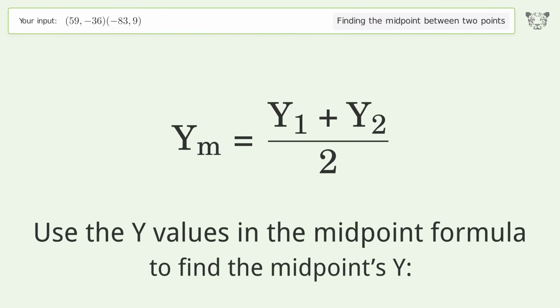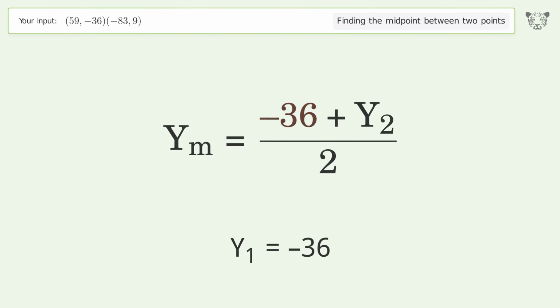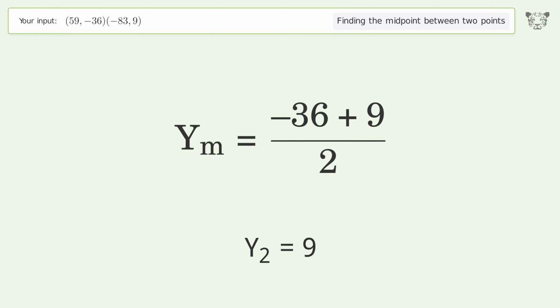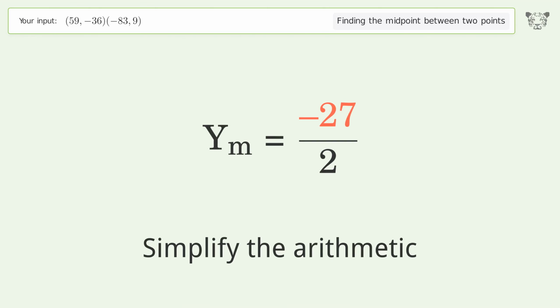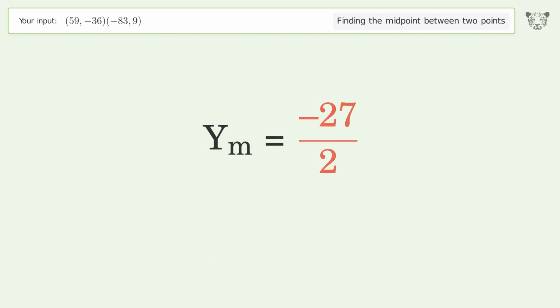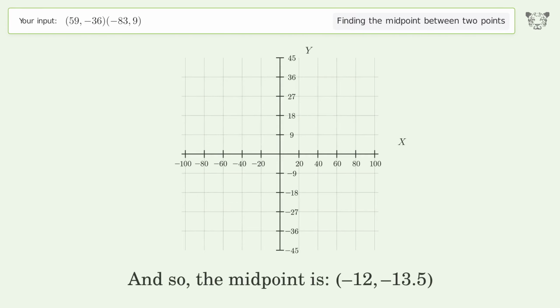Use the y values in the midpoint formula to find the midpoint's y. y1 equals -36. y2 equals 9. Simplify the arithmetic. And so, the midpoint is -12, -13.5.